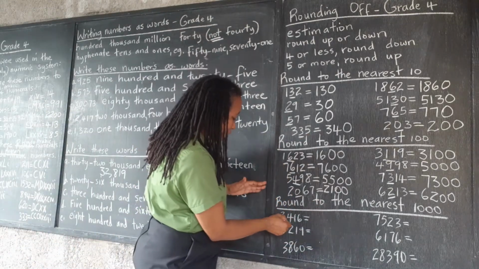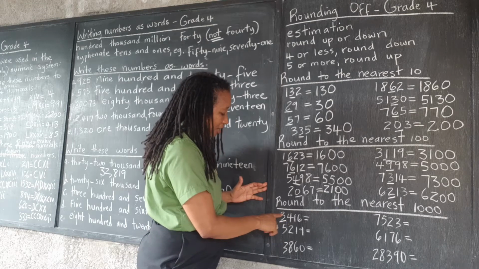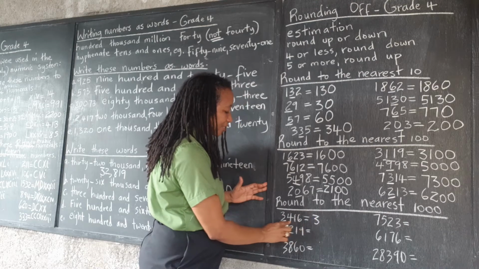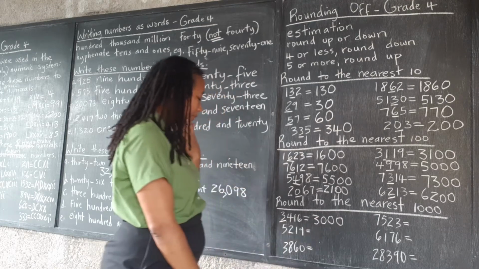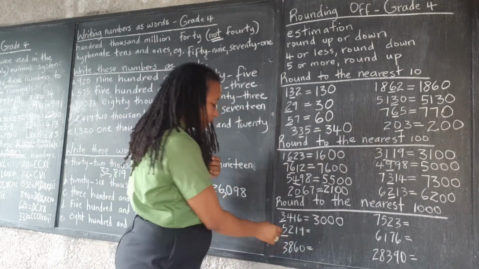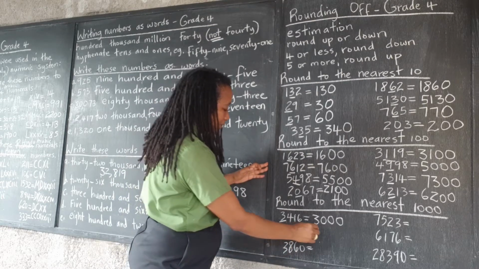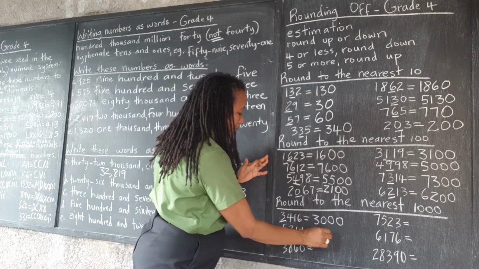So that is the 3 is in the 1,000 place. The 4 is less than 5. We're not going to add anything to the 3. And we replace these 3 digits now with placeholders. 5 is in the 1,000 place. 2 is less than 5. We will not add anything to this 5 here. And we replace these with placeholders.